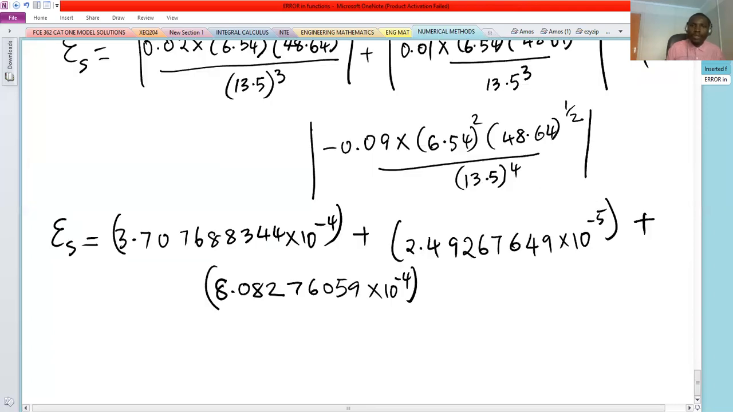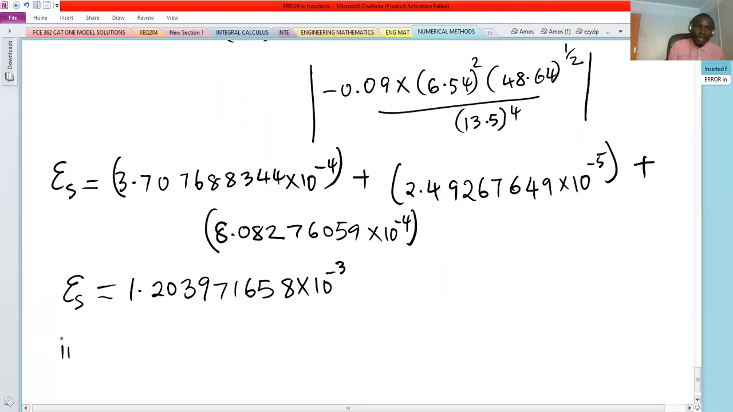Now, when you put all these values together, you get that the error in S will be given by 1.203971658 times 10 raised to the power negative 3. So that is Roman 2. Roman 3, they want us to find the relative error in S.